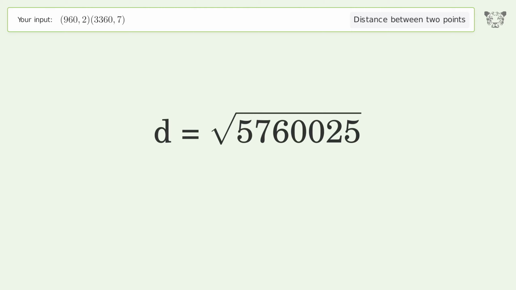And so the distance between the 2 points is the square root of 5,760,025, or 2,400.005.